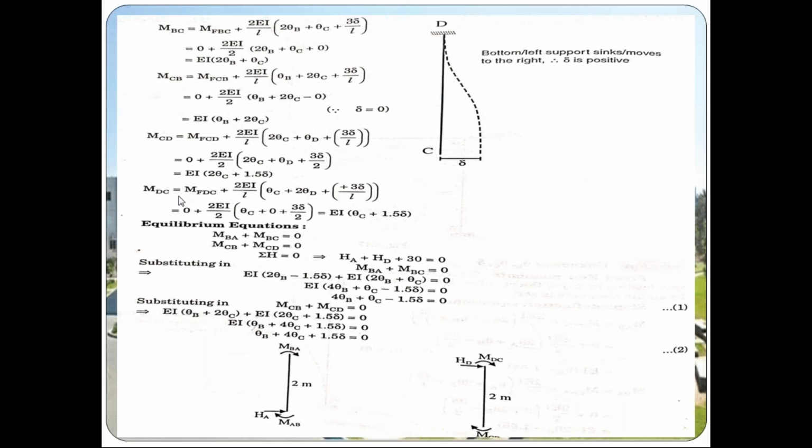Next, MDC. So MDC is equal to M of DC plus 2EI by L into (theta C plus 2 theta D) plus 3 delta by L. For the same member CD only, so the delta is plus only. So 2EI by 2, M of DC value is 0. So 2EI by 2 into theta C. Theta D is 0, since support D is fixed, so slope will be 0, plus 3 delta by 2. So finally, the equation MDC is equal to EI into theta C plus 1.5 delta. This is equation number 6.